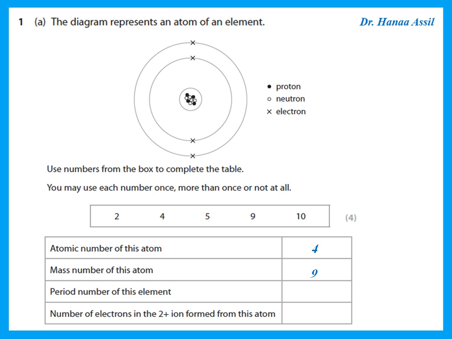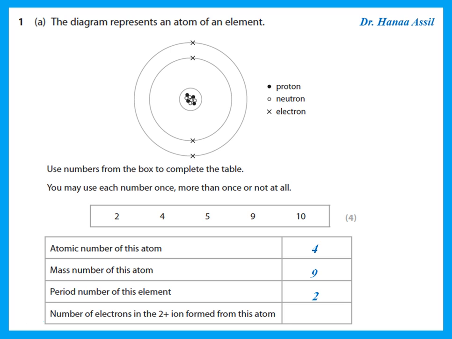Now, period number. How do we know the number of the period? You should know that the number of the period is the same as the number of shells. So how many shells do I have? I have 2 shells or 2 energy levels, the circles around the nucleus. That means this is in period 2.